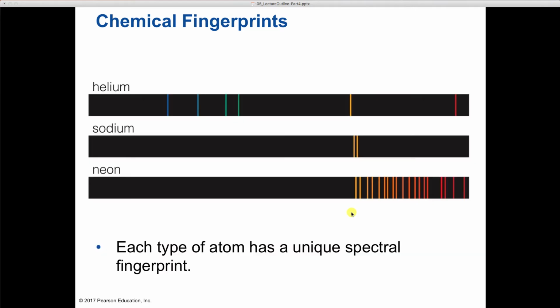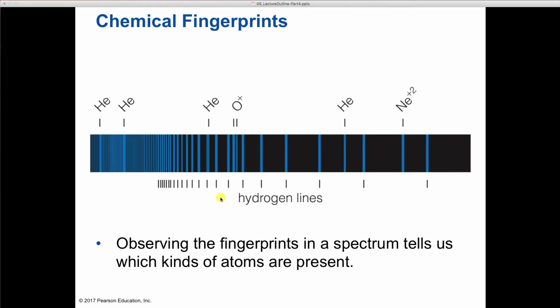So here's an example of helium, sodium, and neon, and you can see how they're more complicated. Helium has red and yellow and some greens and some blues. Sodium has these two bright yellows here. Neon is more complicated. It has a lot of different colors, a lot of reds and oranges and some yellows. So all the atoms have very unique spectra because of the unique energy levels within them.